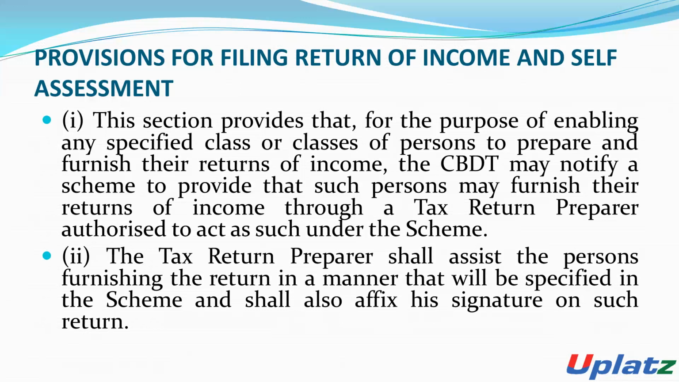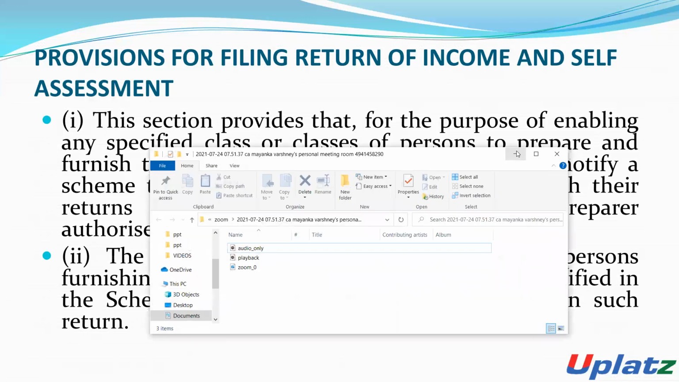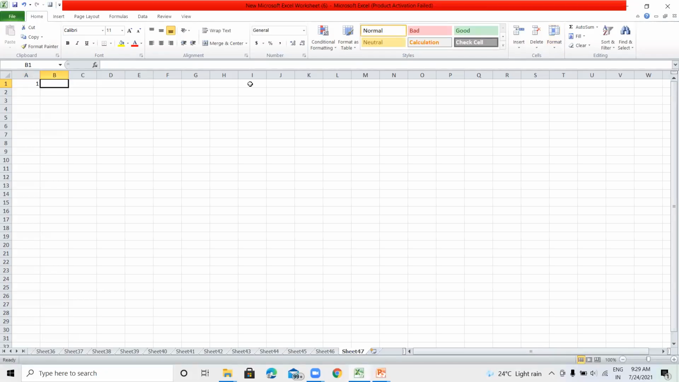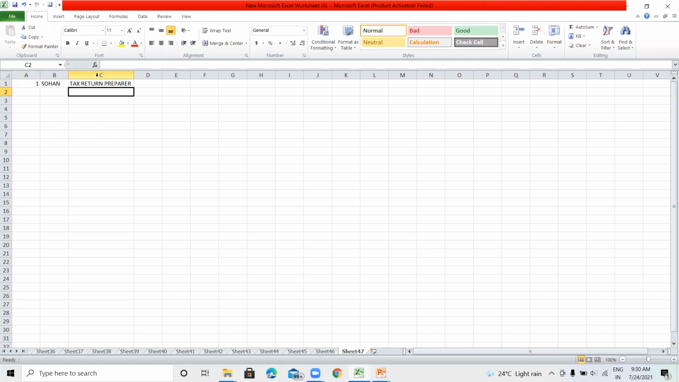So this section provides for enabling any specific class of persons who will prepare and furnish the return of income on behalf of the assessee. For example, there is a person, Mr. Sohan, and he is a tax return preparer. He prepares the returns and files them on behalf of the assessee. Such a person, Mr. Sohan, is notified under the scheme which is issued by the CBDT.